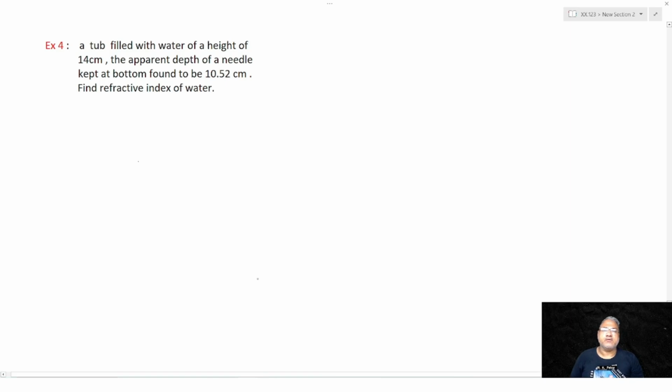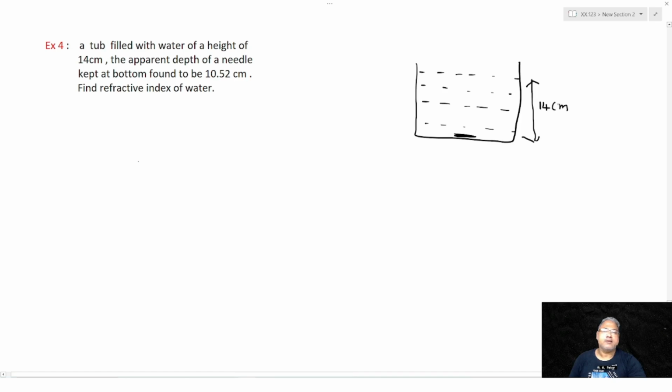Example 4: a tub is filled with water of height 14 centimeter. The apparent depth of the needle kept at the bottom is found to be 10.52 centimeter. Find the refractive index of water. Okay, so we have the tub and here is the water, and here we have a needle. The needle is kept at the bottom, and this is the true height, that is 14 centimeter.